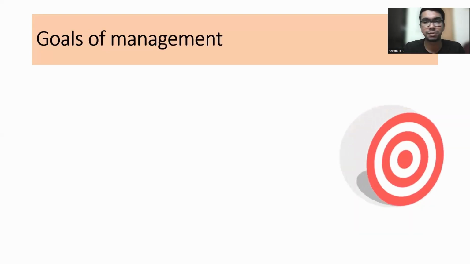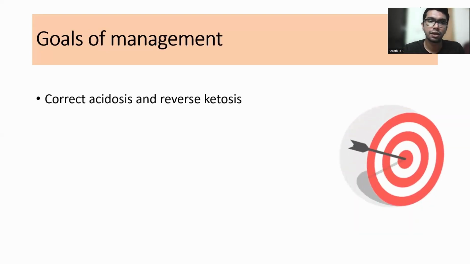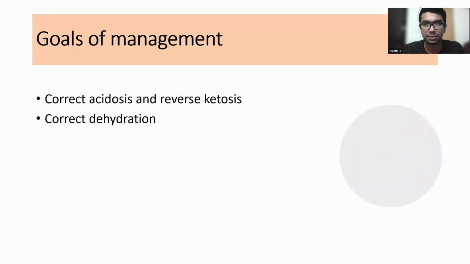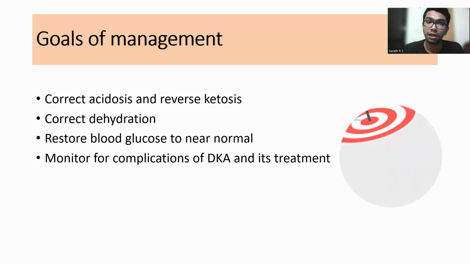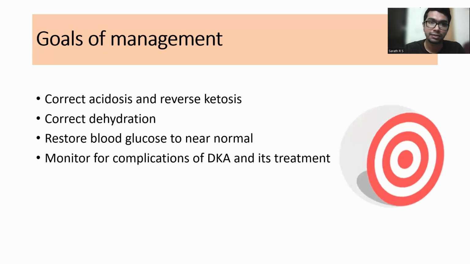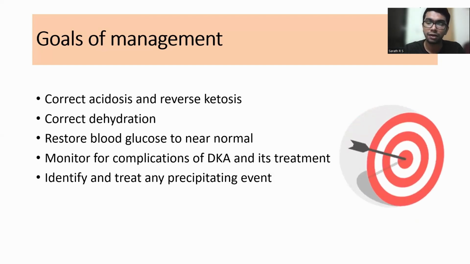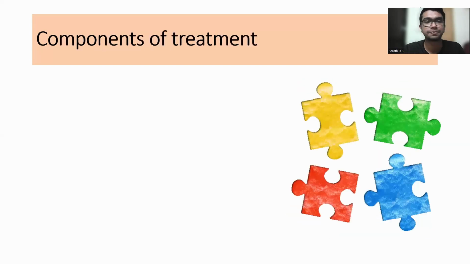Coming to goals of management. Goals of management include correction of acidosis and reversal of ketosis, correction of dehydration, restoration of blood glucose to near normal, monitoring for complications and their management, and identifying and treating the precipitating events.